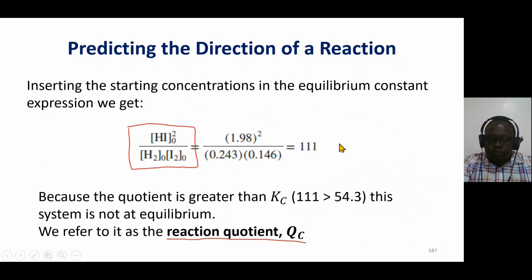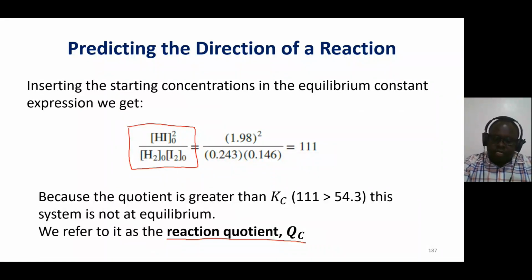So the value I've gotten here is greater than the equilibrium constant. So this means that this system is not at equilibrium. If it is not at equilibrium, it means the system will move towards achieving an equilibrium.